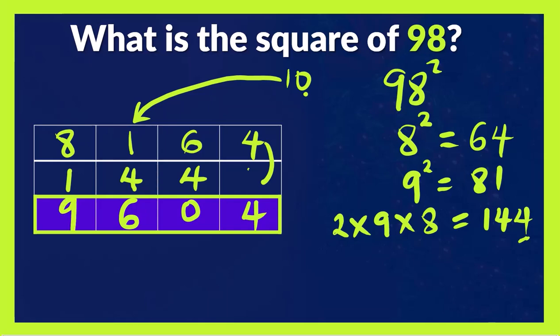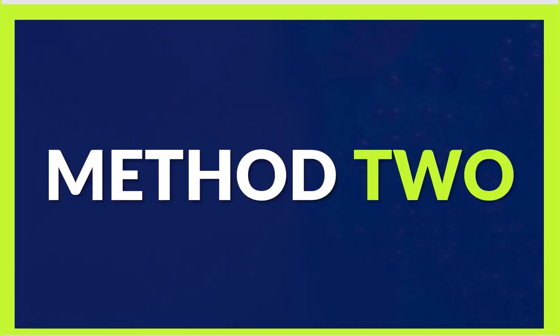So now our final answer for the square of 98 is 9604. My friend, you're doing an amazing job. Well done. I give kudos to you. Now let's look at the second method.